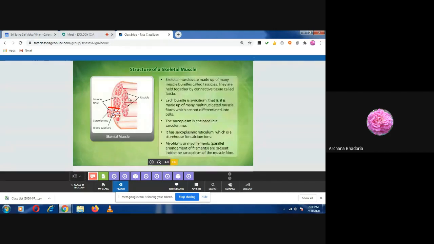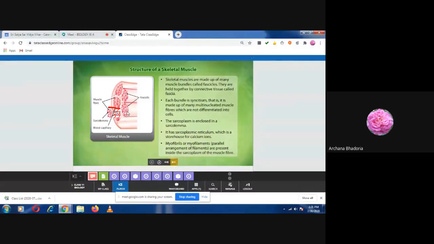Now we will start with the structure of the skeletal muscle. You can note down in your notebook, and this is very important, which you have to do in detail. The same figure you will find in your textbook also. The skeletal muscle or striated muscle, which is involved in movement and locomotion, is made up of many muscle bundles. You can see one bundle here, and inside it you can find one, two, three, four, five, six, many are present. This whole bundle is known as a fascicle.